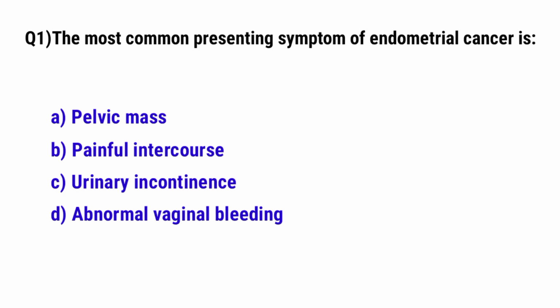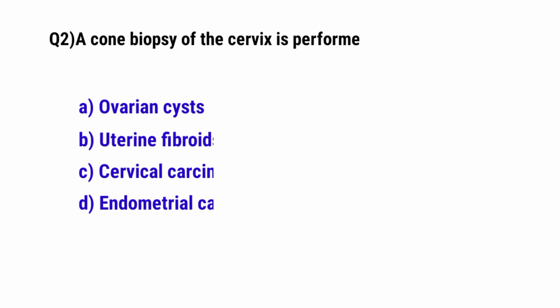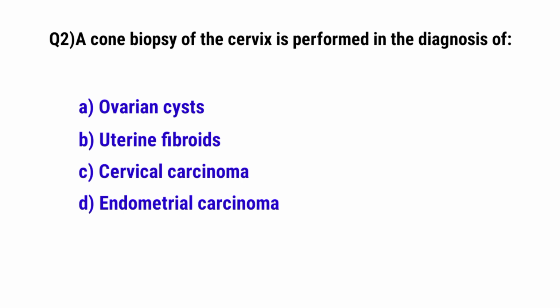Question number 1. The most common presenting symptom of endometrial cancer is? The correct option is D. Abnormal vaginal bleeding. Question number 2. A cone biopsy of the cervix is performed in the diagnosis of? The correct option is C. Cervical carcinoma.